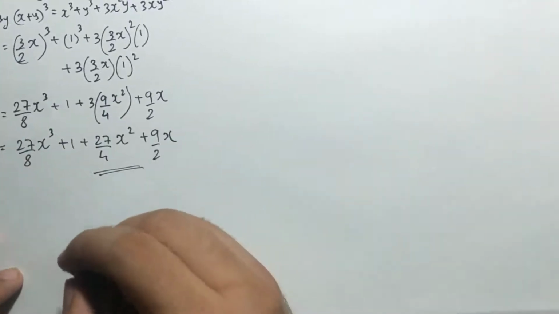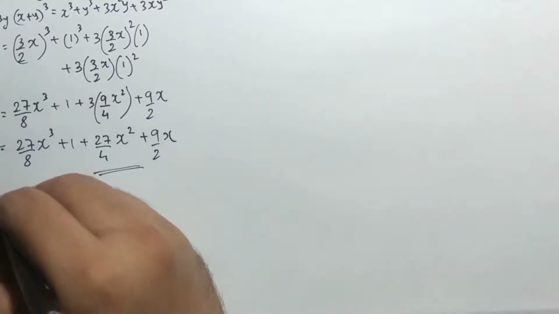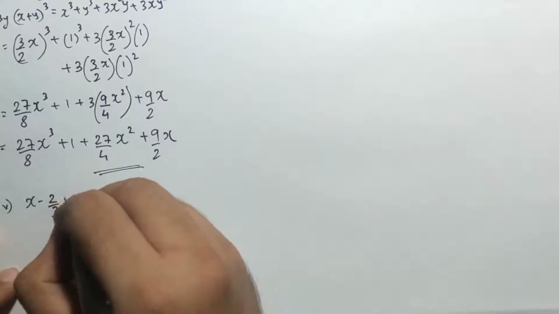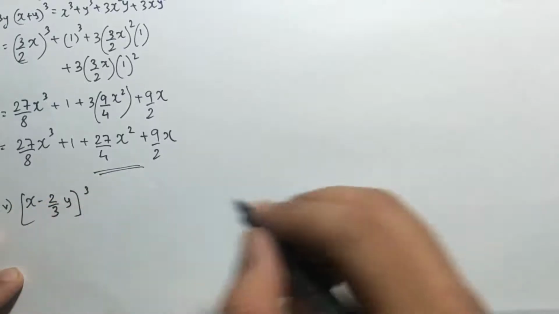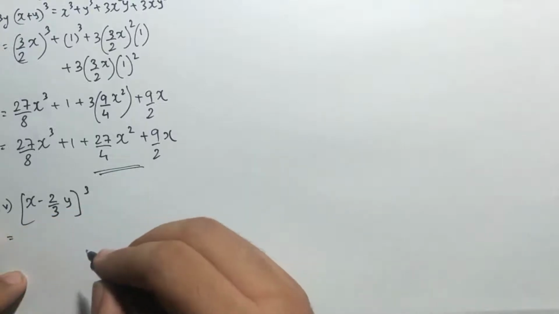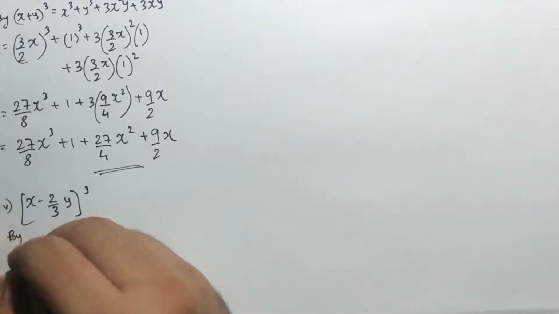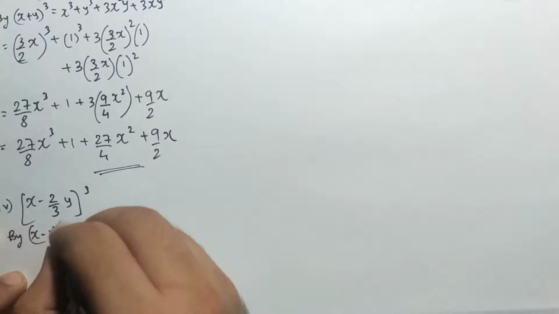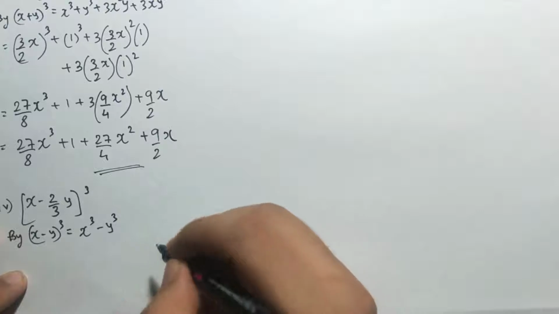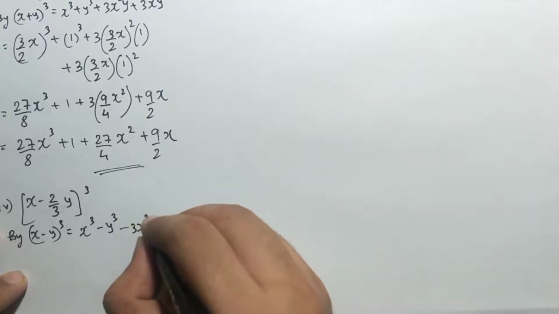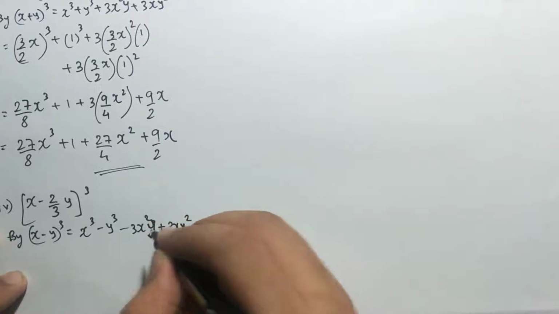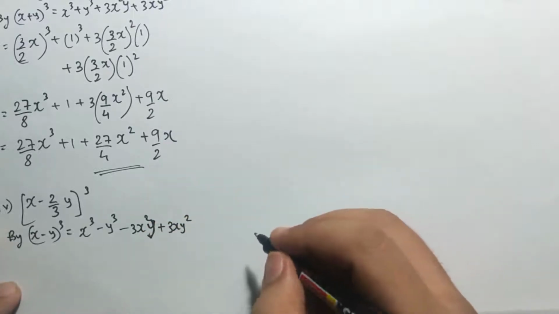Now for the fourth question I am doing. The fourth question is (x - 2 by 3y) the whole cube. Again, by which identity? (x - y) the whole cube. It is x cube minus y cube minus 3x square y plus 3xy square.